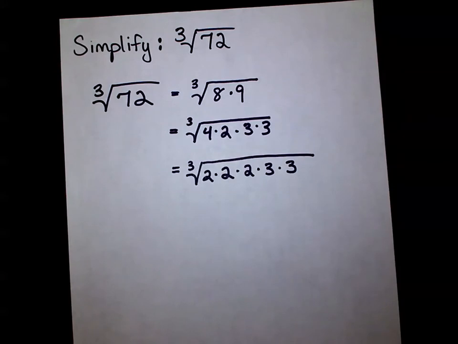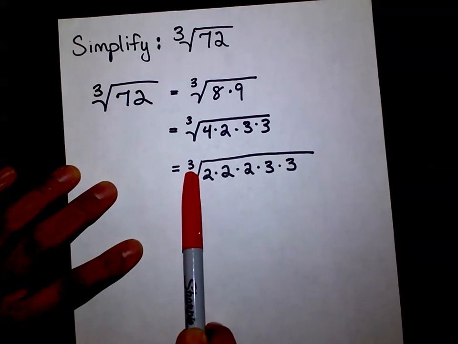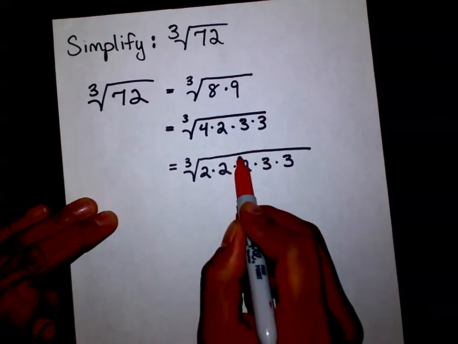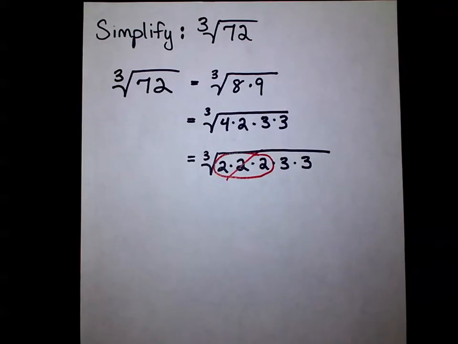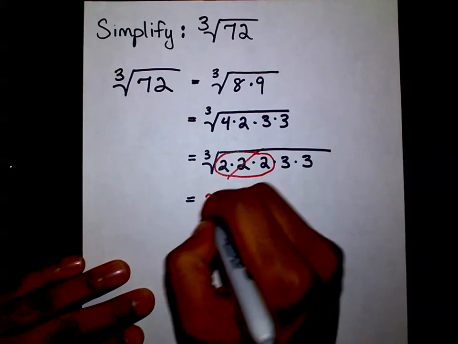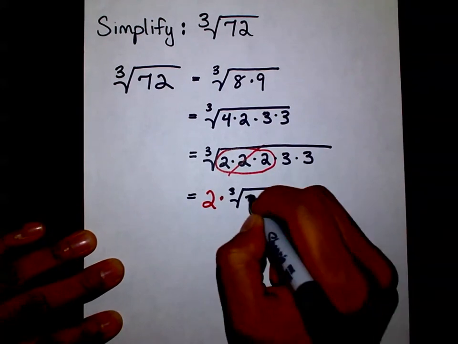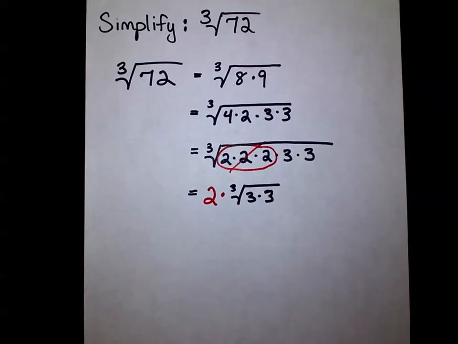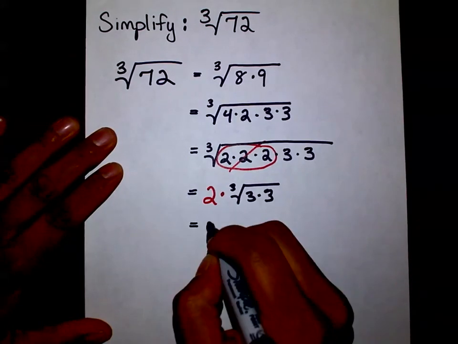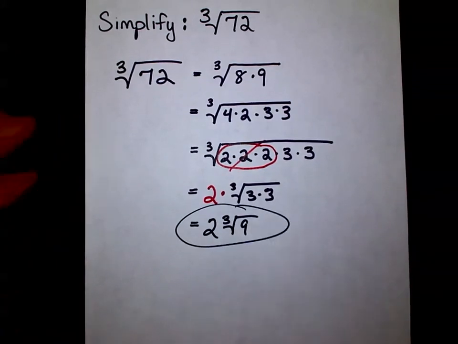Now, because we're dealing with cube root, remember that we're going to be circling three numbers at a time. So, I notice I have 3 2's, and I'm only going to write 1. Now, these 2 3's, they don't have anything else, so they're going to have to stay under there, and we're going to have to simplify my answer. So this is going to be 2 times the cube root of 3 times 3. Now we all know that 3 times 3 is 9, and when we rewrite everything, we're not going to have any multiplication symbols inside or out. So our final answer is going to be 2 cube root 9. Final answer.